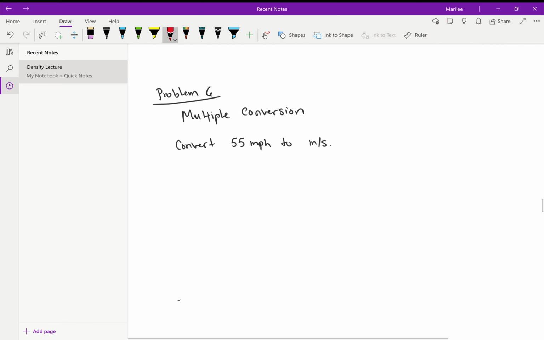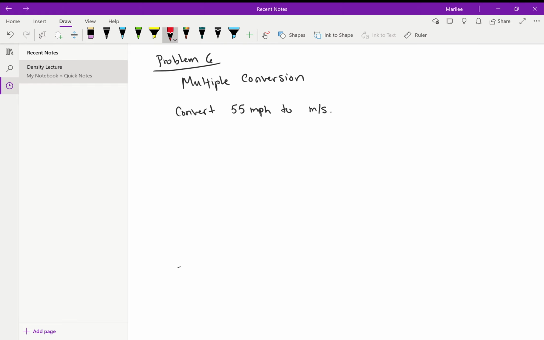Now I'm gonna go over problem 6. Now we have multiple conversions. Here's another reason you need to keep your units. It says convert 55 miles per hour to meters per second. So we have 55 miles per 1 hour. And we have to get to meters per second. So how many kilometers are in a mile? If you look up online, you can get the conversion that 1.609 kilometers are in 1 mile.